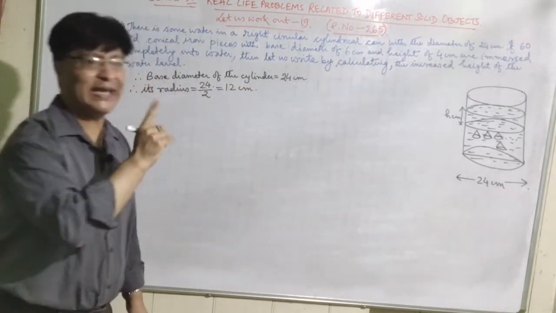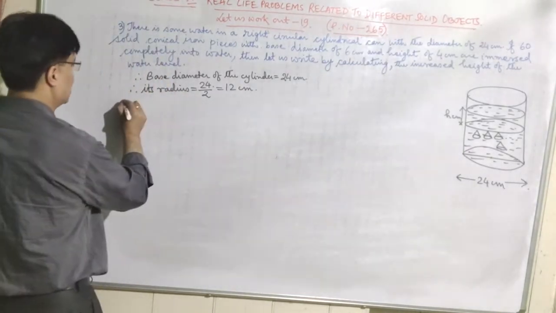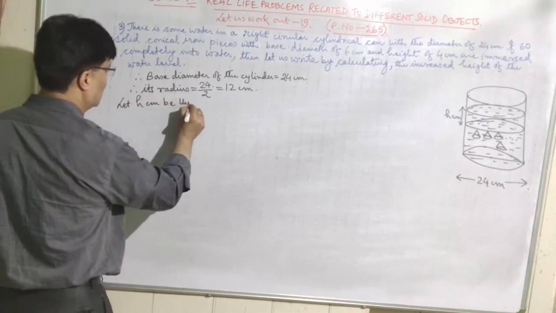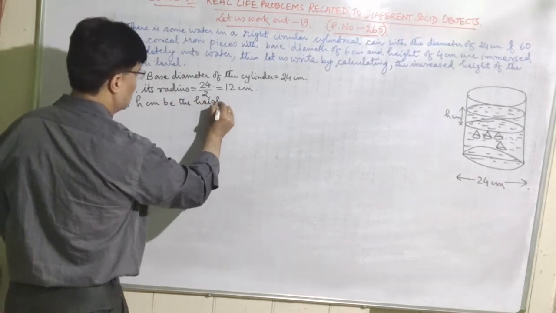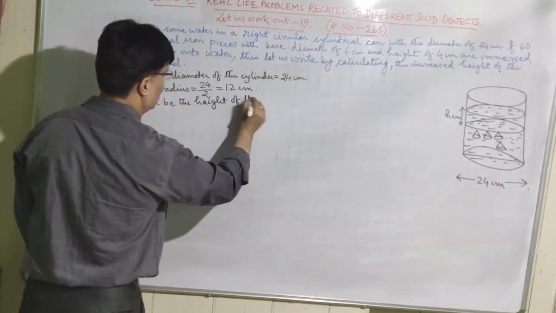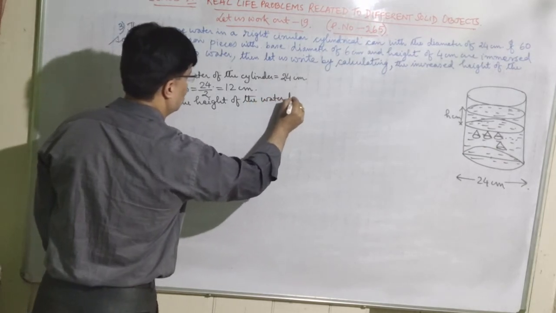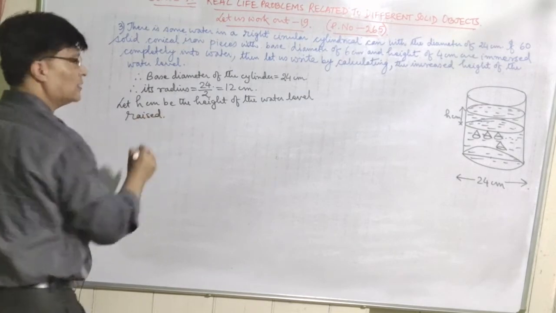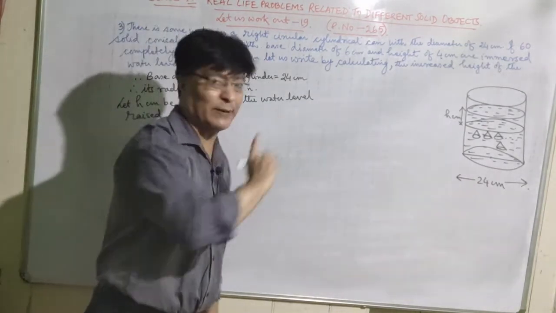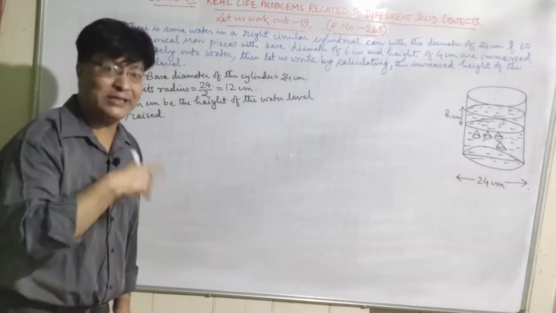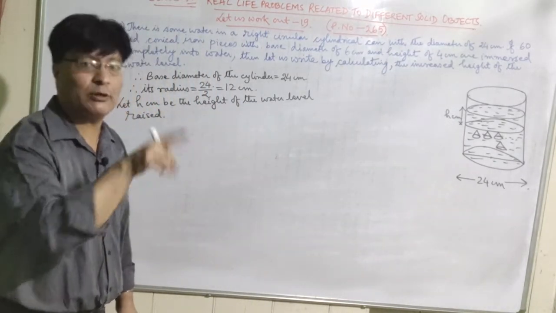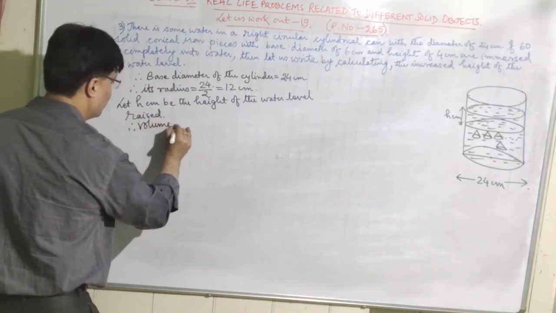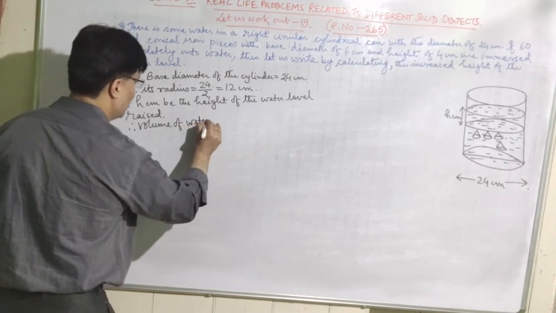So let h be the height of the water level raised. Let h centimeter be the height of the water level raised. That means, what is the volume of the water level displaced? Or what is the volume of the water level raised? Let us find it. Therefore, volume of water level raised.